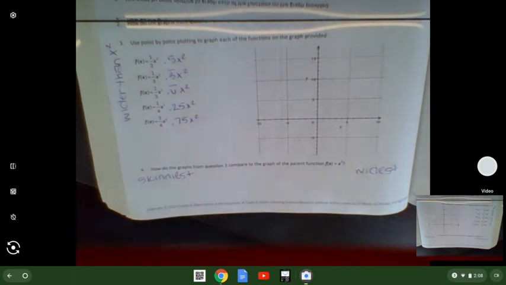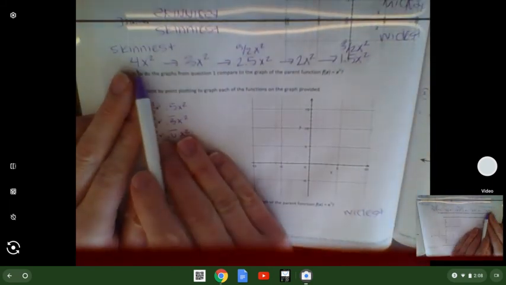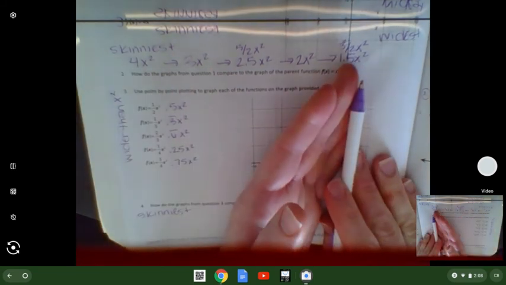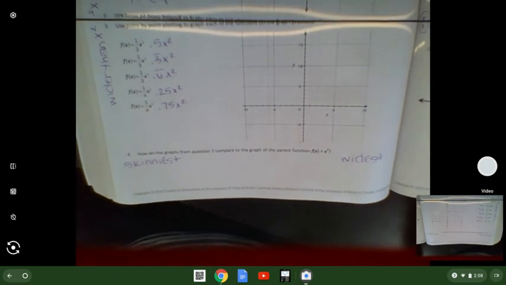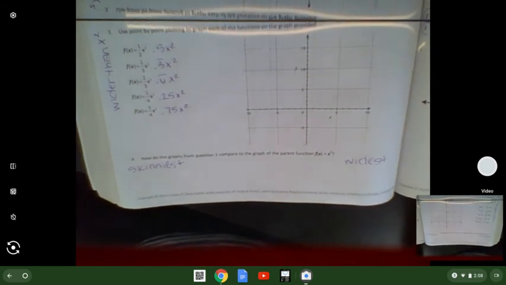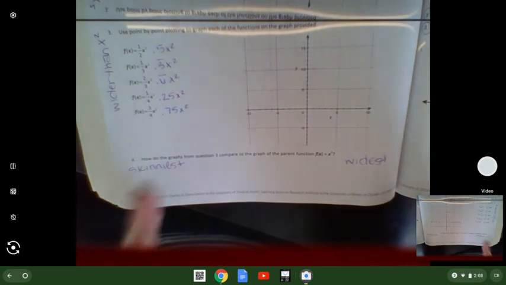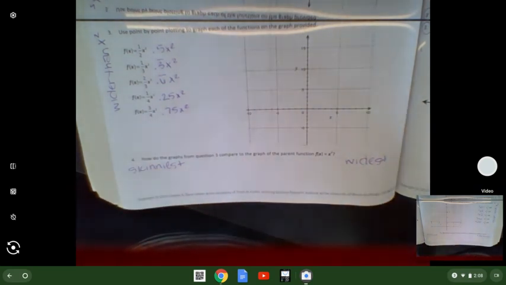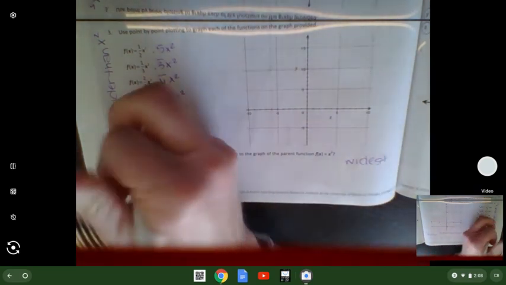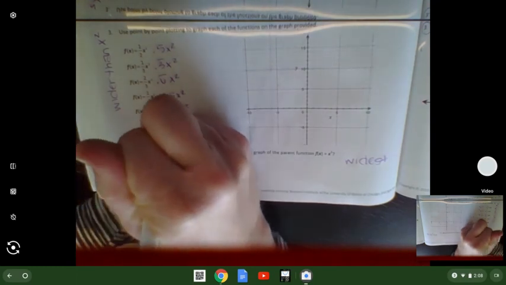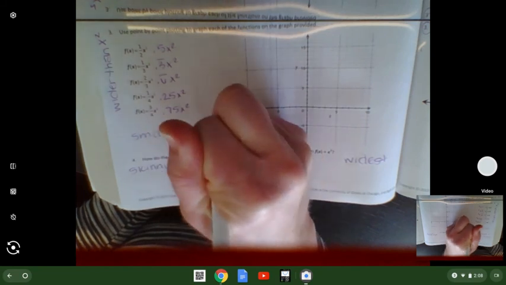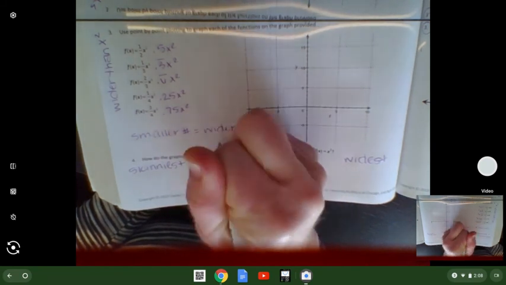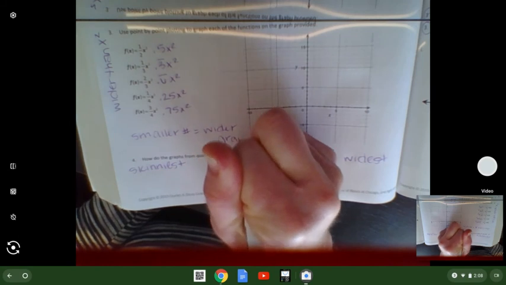Well, what you probably noticed, very similar to our previous, is the larger the number, the skinnier the graph. The smaller the number, the wider the graph. That is going to carry through. Smaller number, wider graph. I'll actually make myself a note: smaller number equals wider graph.